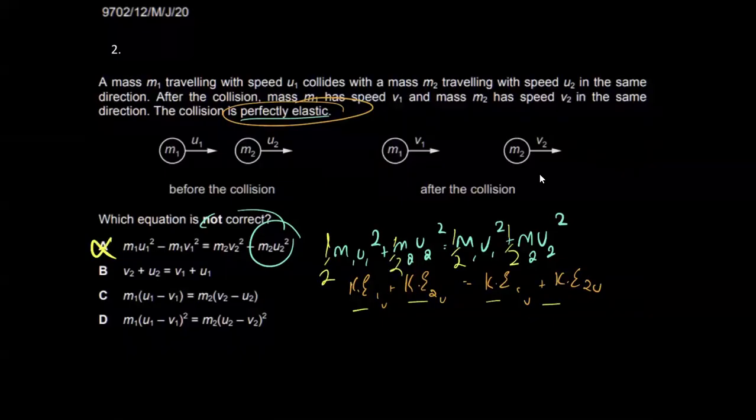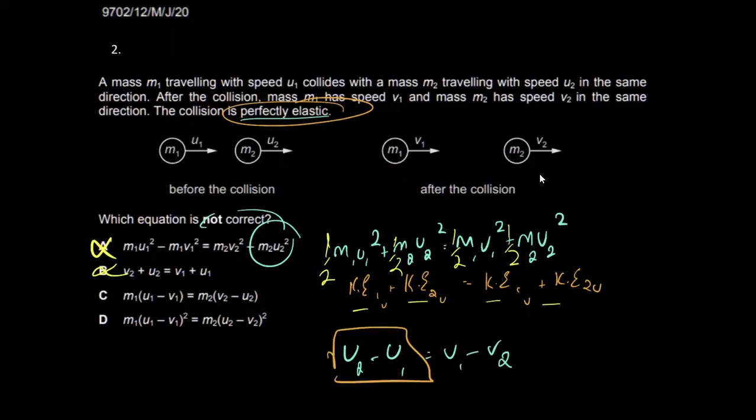Acha, so A cannot be the answer. B cannot be the answer as well. Why is that so? Because if I make V U2, U2 minus U1 is equal to V1 minus V2. Again, speed of separation, because these both are going in the same direction, speed of separation is equal to speed of approach. Again, this equation is correct. Why? Because it's an elastic equation.